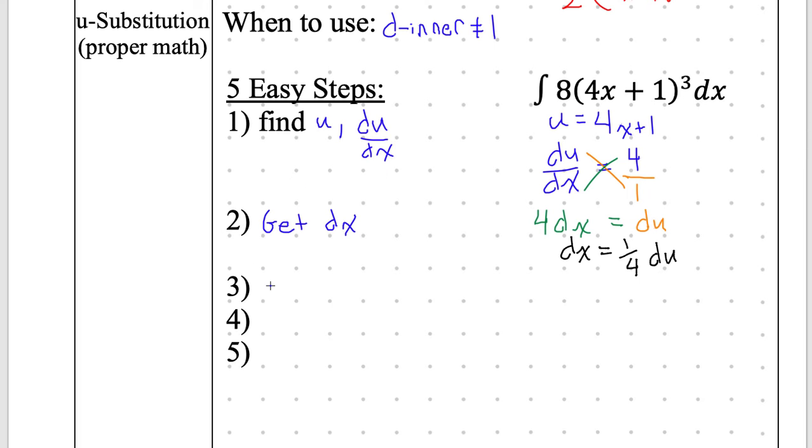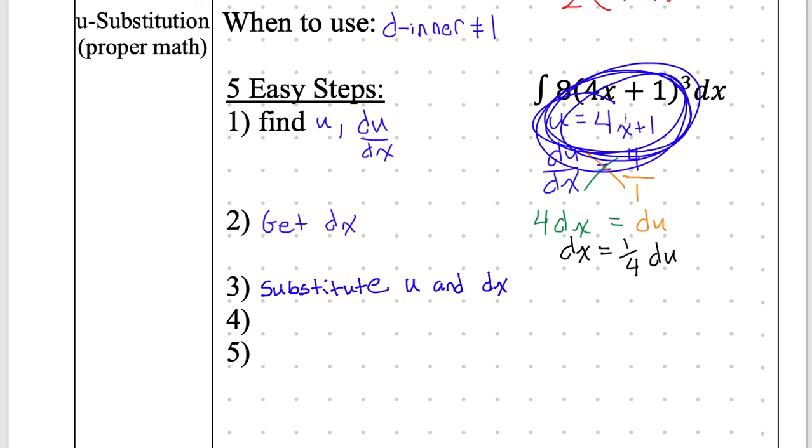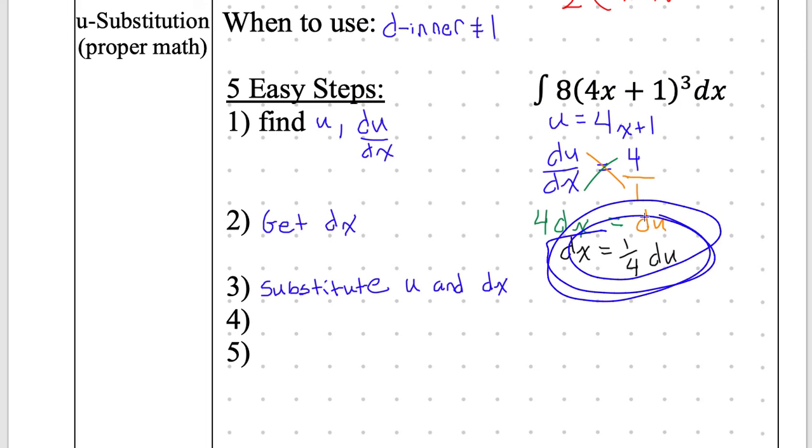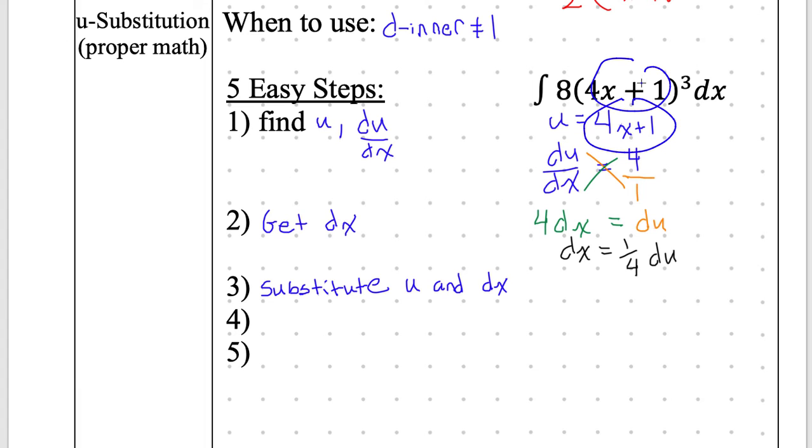Step number 3 is to substitute u and dx. So check out what we got. We got a u up here. Everyone see the u? Yes. We got a dx down here. Everyone see the dx? Yes. All right, here we go. This 4x plus 1 is now a u. All right, so write it out.